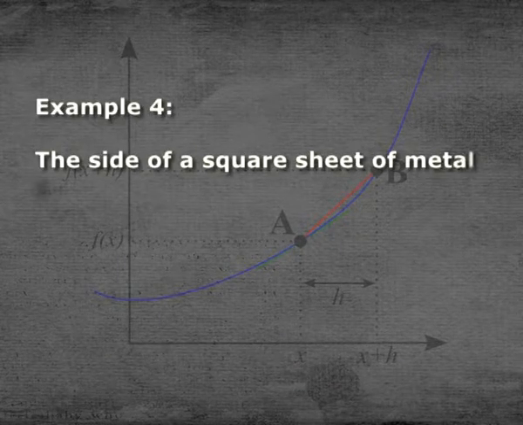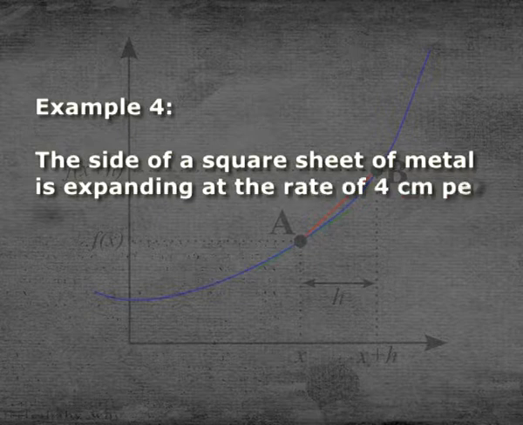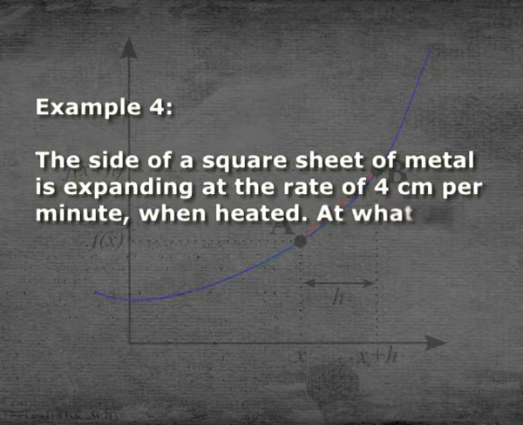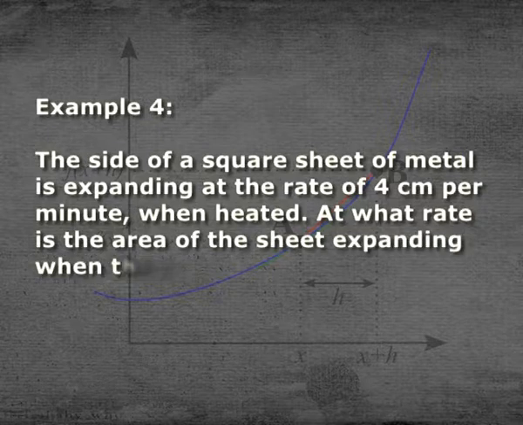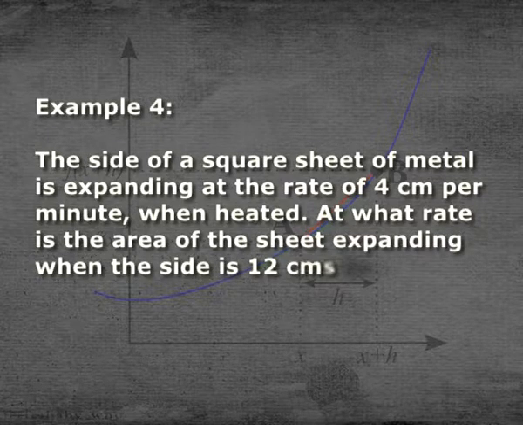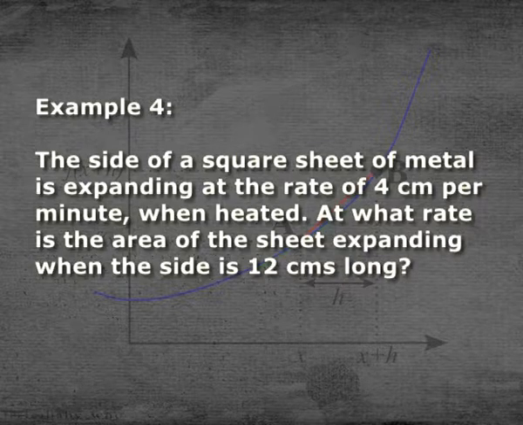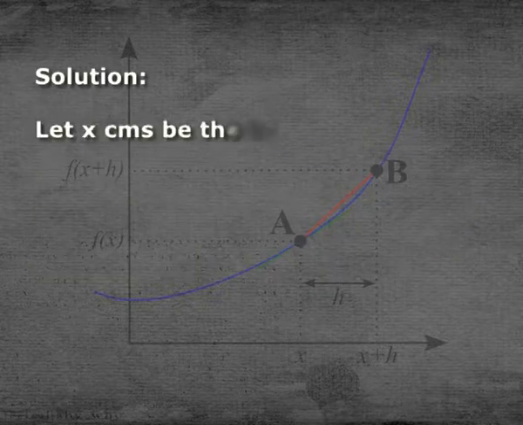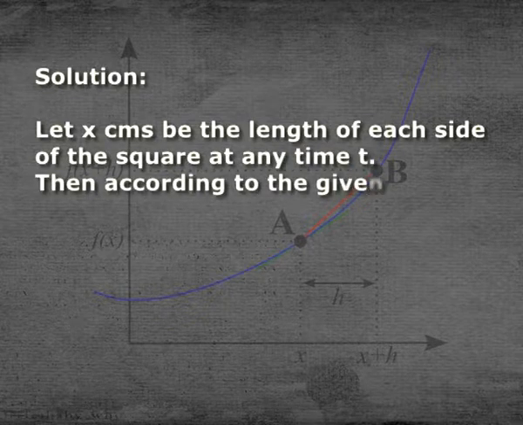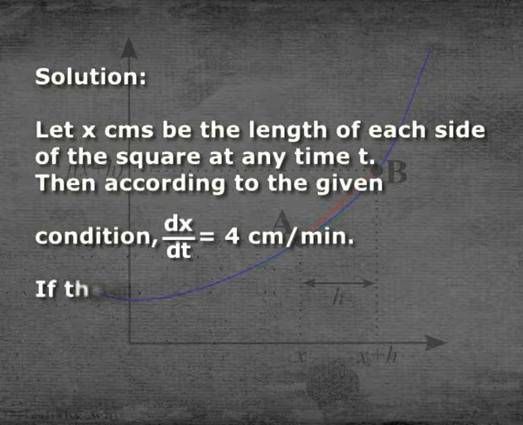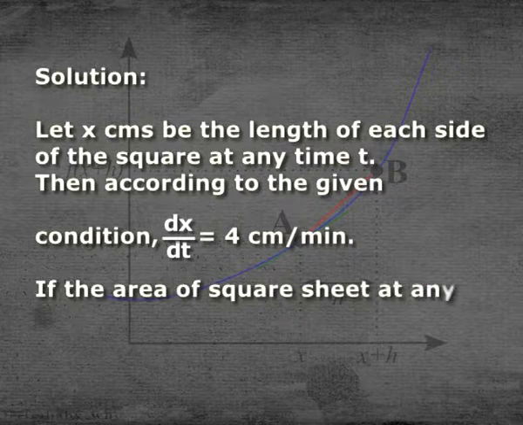The side of a square sheet of metal is expanding at the rate of 4 centimeter per minute when heated. At what rate is the area of the sheet expanding when the side is 12 centimeter long? Now the solution to this comes as: let x centimeter be the length of each side of the square at any time t. Then according to the given condition, dx by dt will be equal to 4 centimeter per minute.